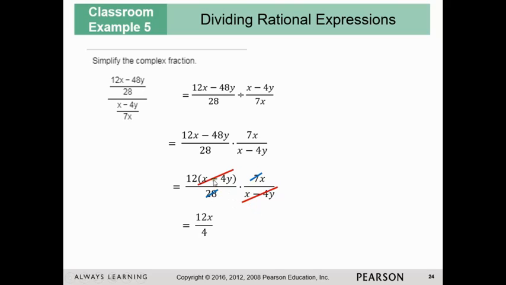So what we end up with here is 12 times x, and the 28 goes to 4, so we've got 12x over 4. Now this will reduce even further. We can divide 12 by 4, and we get 3x. So that is dividing rational expressions.